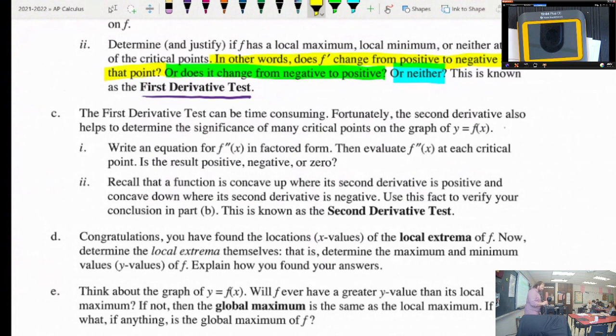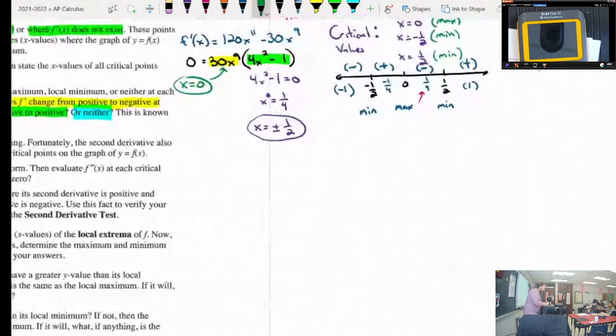So let's think about f double prime. Let's go to the next level down for part C. We're going to do the same thing. We're going to write an equation for f double prime. We're going to evaluate f double prime at each point and answer the question, is it positive, negative, or 0? We're going to use our calculator for most of this, so don't panic too much.